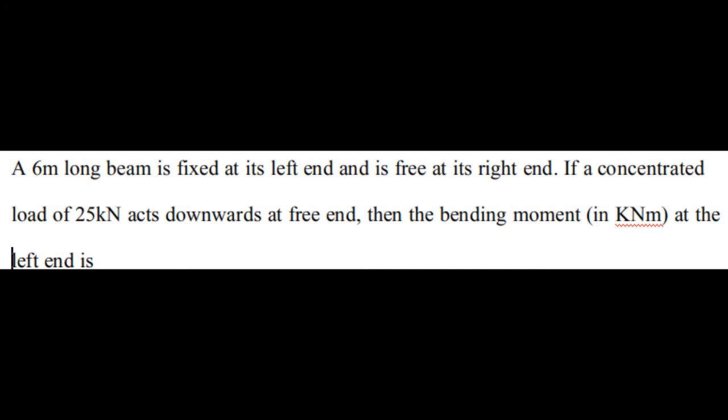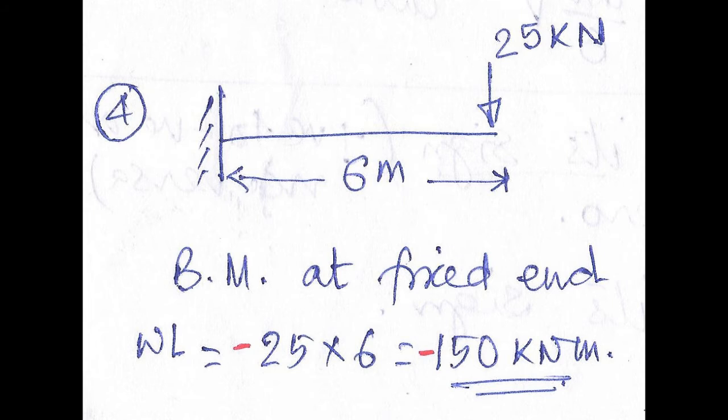A 6 meter long beam is fixed at its left end and is free at its right end. If a concentrated load of 25 kilonewton acts downward at the free end, then the bending moment in kilonewton meter at the left end is. Let us see how to solve the problem.